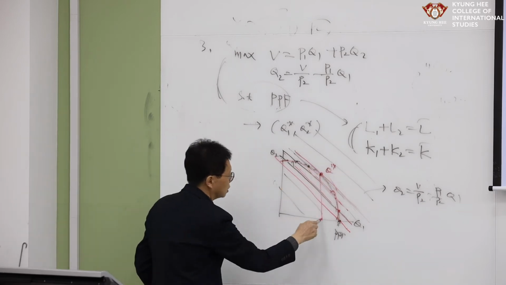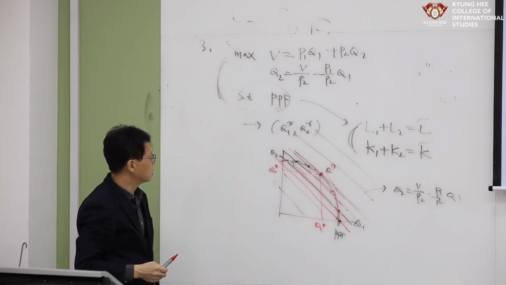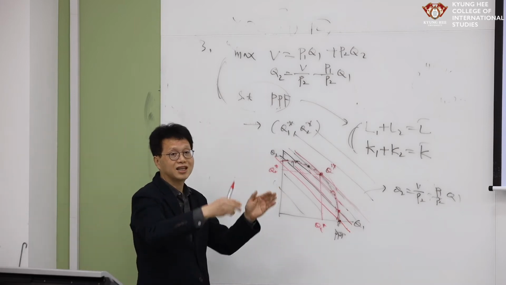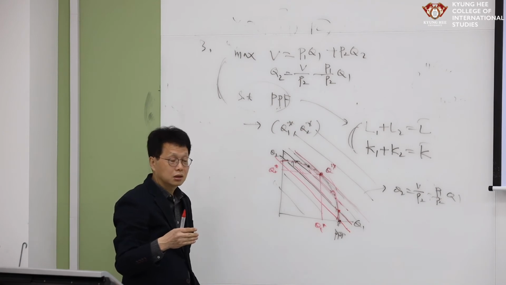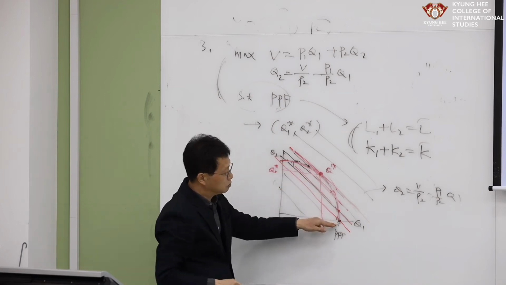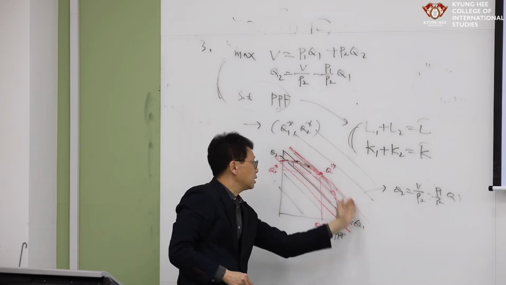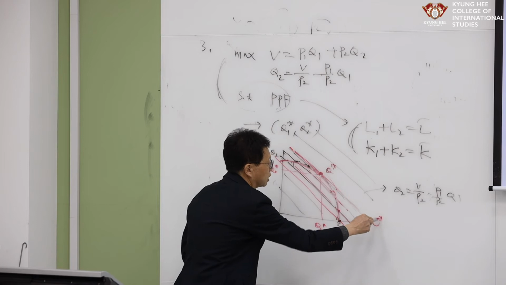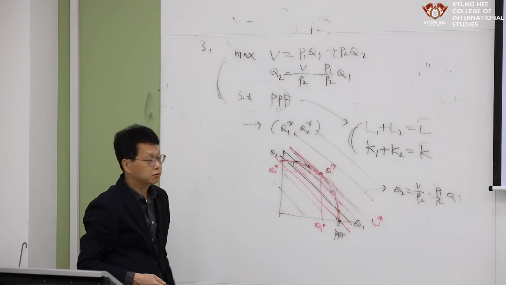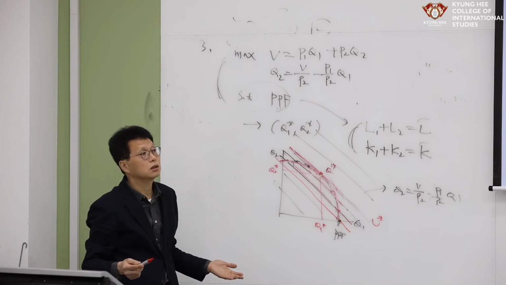Q star means Q1 star, Q2 star. The maximum optimal bundle of two goods, Q1 star and Q2 star, maximizes GDP, or reaches the highest level of GDP. Okay? So at this point is one point on this production possibility frontier. Right? At the same time, this straight line is the maximized isovalue line, V star, at Q2 star and Q1 star. Right?